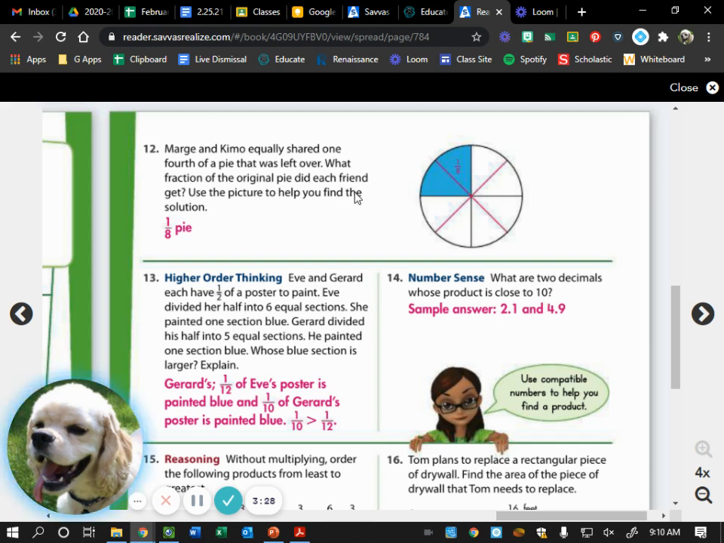Now, some of you got tripped up because I said, what fraction of the original pie? And you're thinking, well, what do they mean? Do I keep it in fourths? What am I supposed to do? I think that wording tripped up some people.